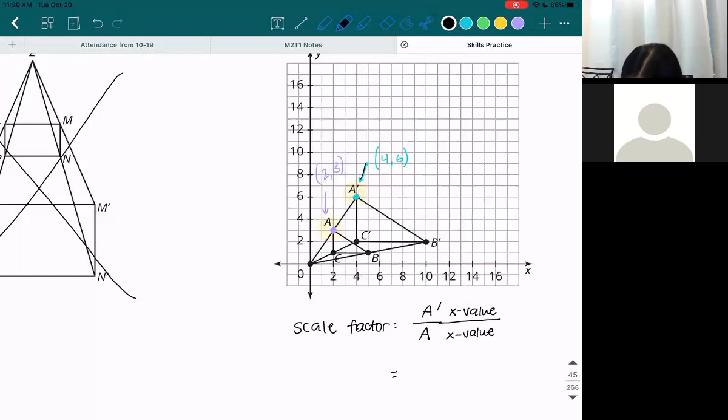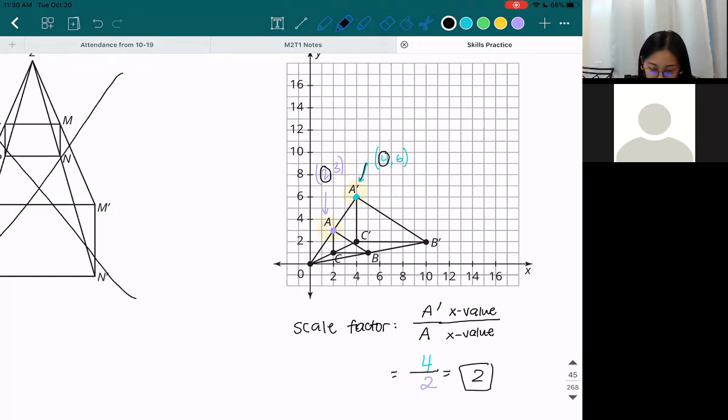Okay, so our X values are this one and this one, 4 and 2. So you're going to take the A prime X value, which is 4, and you're going to divide it by the A X value, which is 2. So 4 divided by 2. Tell me, what is 4 divided by 2? 2. Our scale factor is 2. So that's done.